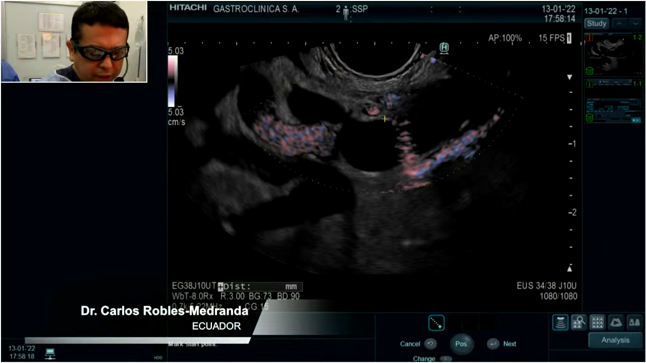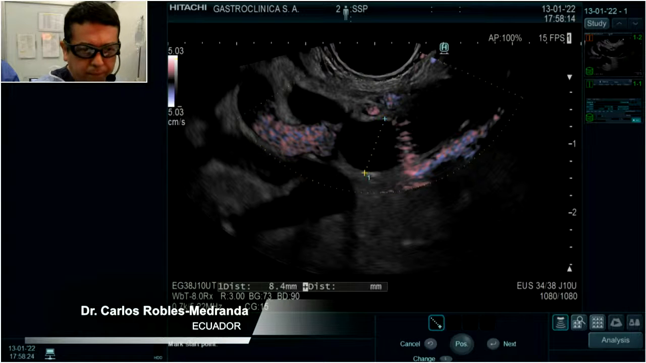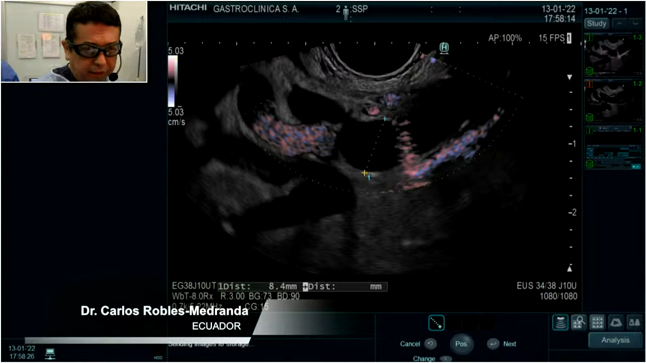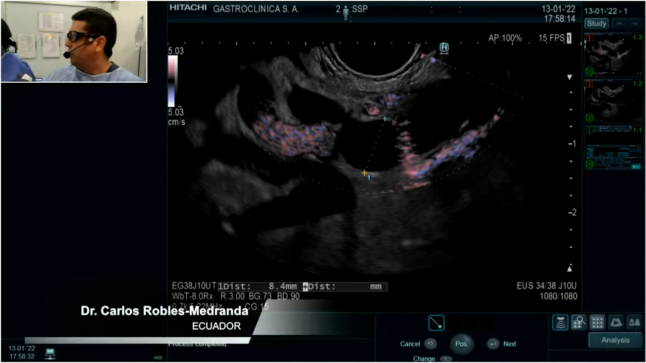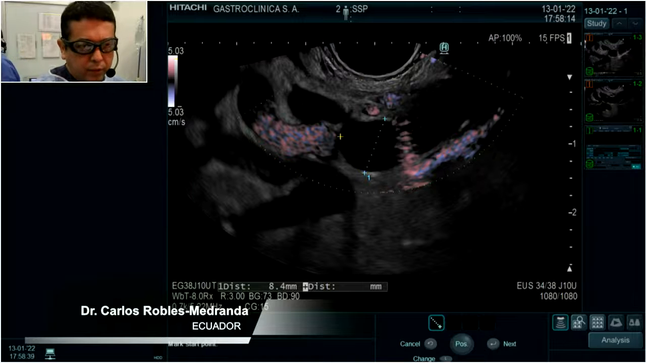So first I am at the level of the liver, and I can see that this patient has a very dilated intrahepatic biliary tract. So what is the level of bilirubin? Bilirubin, how much is it? 14, okay? So when we have this, I can see here is 10 millimeters of diameter.